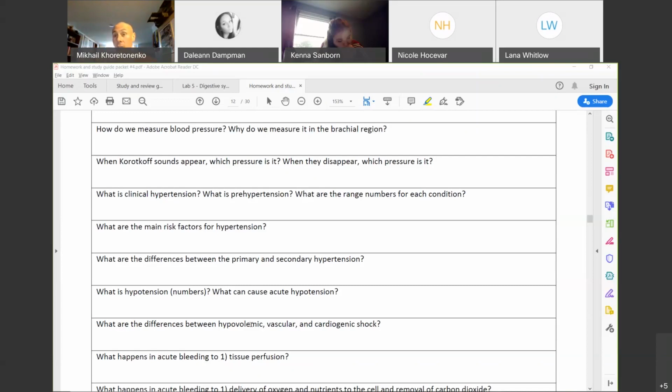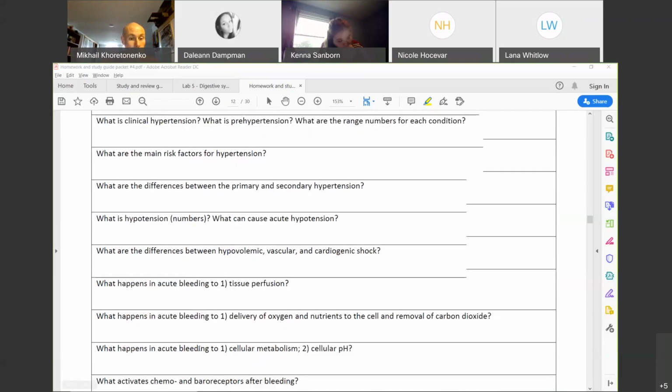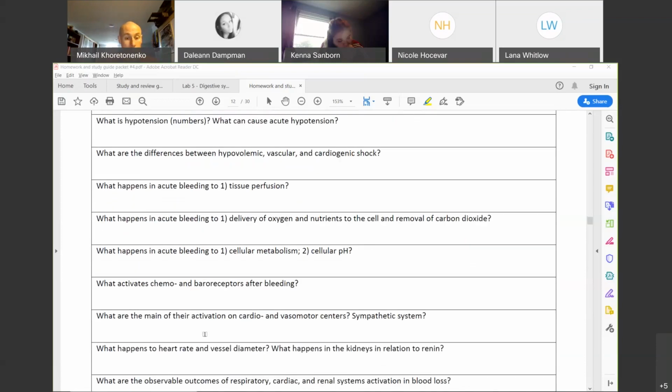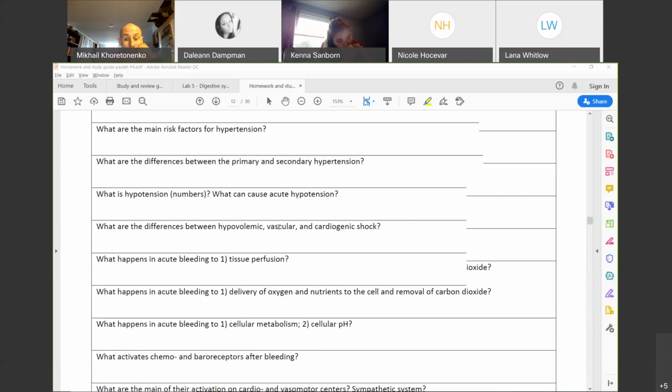Cardiogenic shock, heart insufficiency. The heart cannot pump. Heart rate drops dramatically, or generally, cardiac output drops dramatically. Acute bleeding, tissue perfusion decreases, delivery of oxygen and nutrients to the cells decreases, carbon dioxide is not removed from the tissues, so it starts to accumulate in the tissues.